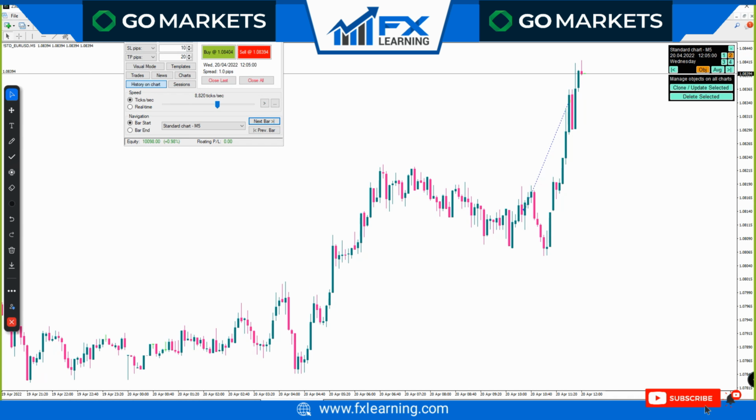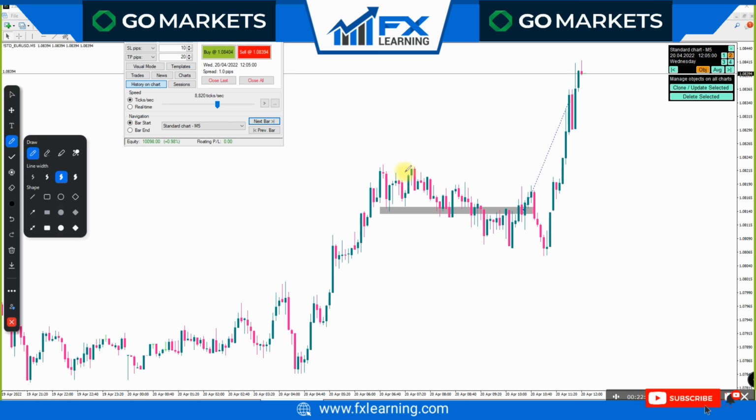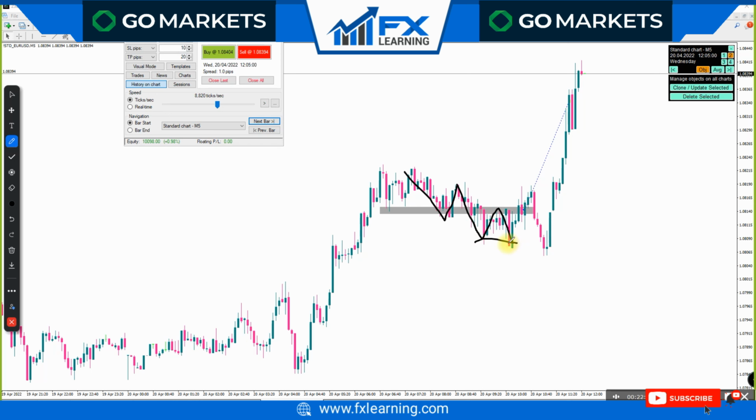The reason why I entered just there is simply because we were obviously in a downtrend. We pull back, we downtrend, we pull back. We create that double bottom just there, okay? Then we create that higher high. Oh my God, thank you very much. Beautiful. That's why I put my stop loss below there.